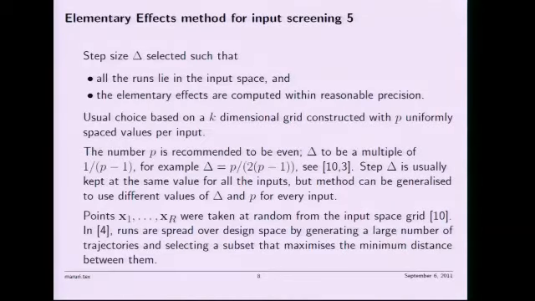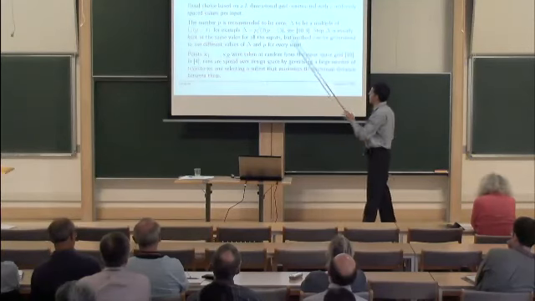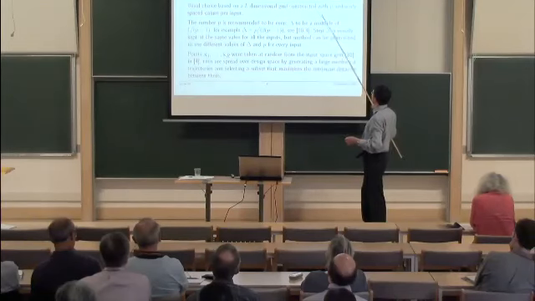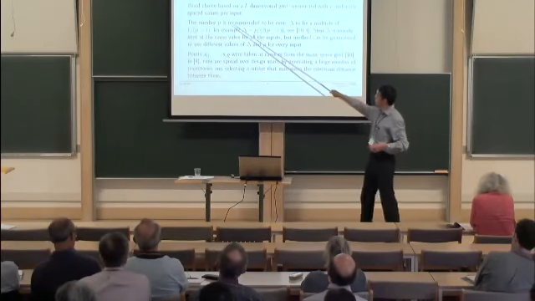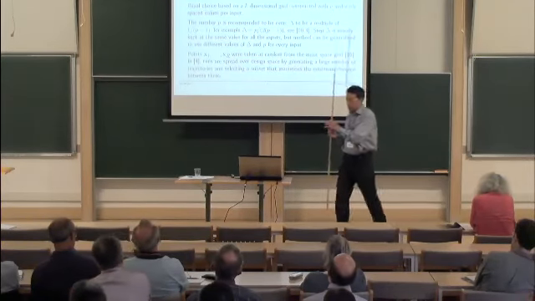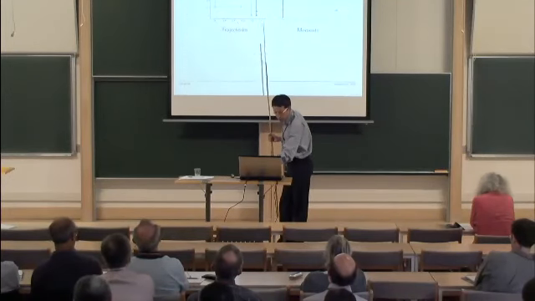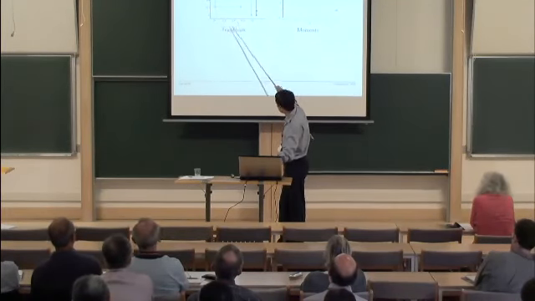Now, let me just say something more about the elementary effects method. The step size delta, which is another of the ingredients, is selected. Well, firstly, we don't want the trajectories to go out of the design region. That's one of the goals. And that the elementary effects are computed with reasonable precision. In the paper, it's suggested to achieve this by using a k-dimensional grid constructed with p uniformly spaced values per input. And this was the sort of grid that was used in this example. The grid is not shown, but it was used.